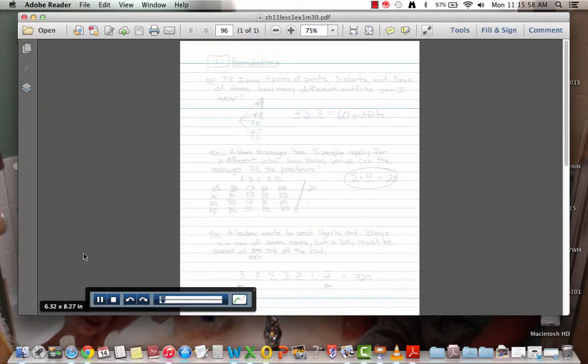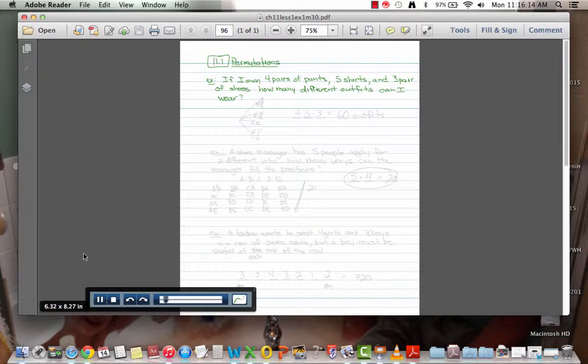Example comes out of section 11.1, Permutations. The first question is kind of a funny one. It says, if I own 4 pairs of pants and 5 shirts and 3 pairs of shoes, how many different outfits can I wear? I've seen all kinds of different ways of trying to solve this thing, especially when permutations is a new concept.